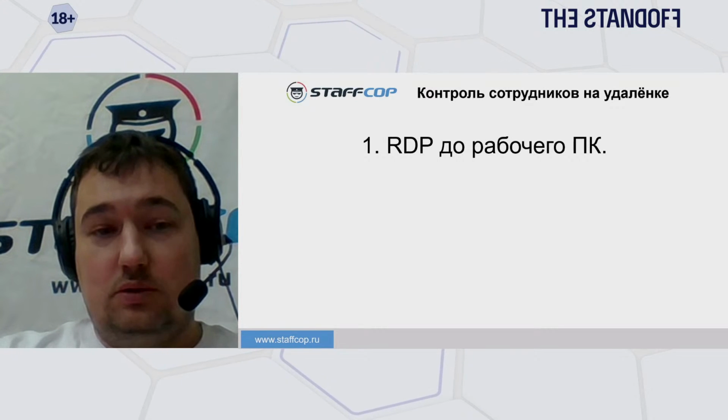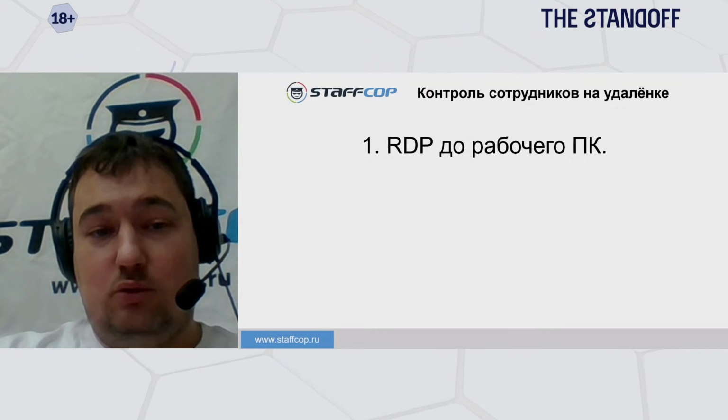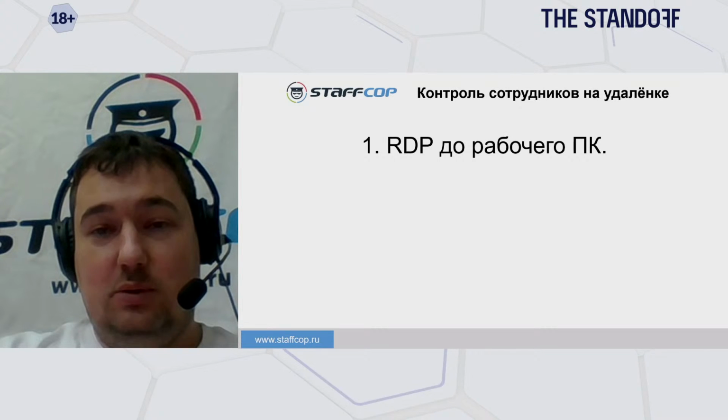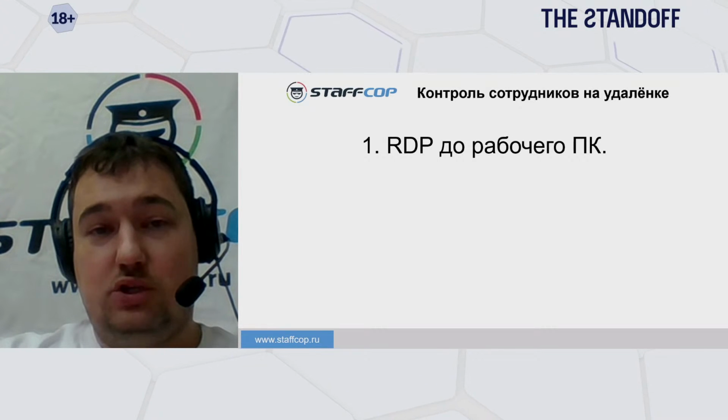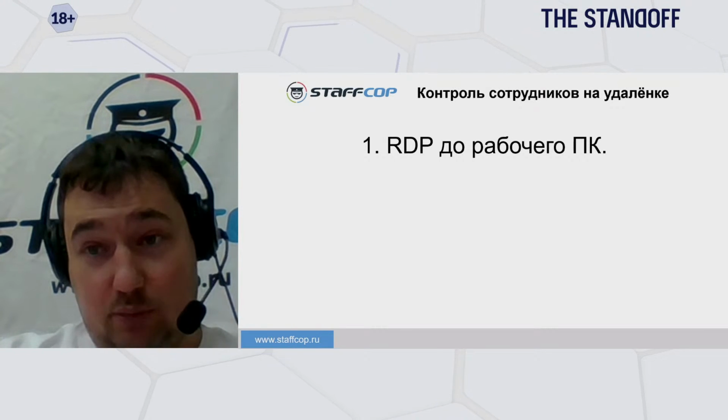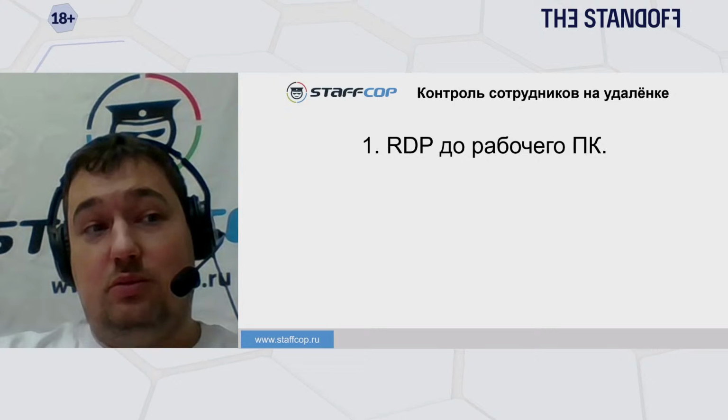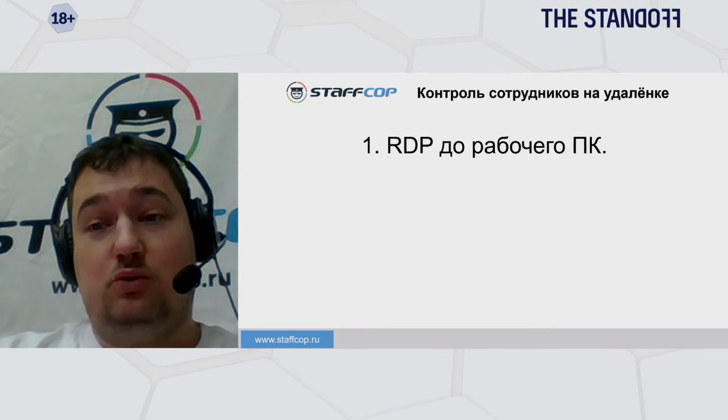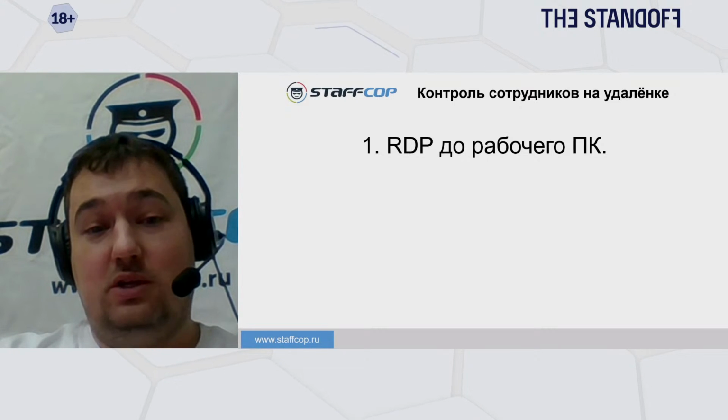The first example is remote work, transition to remote work. So first is RDP to workstation. In terms of information security, that's a very challenging thing. What changes for the agent? Nothing.